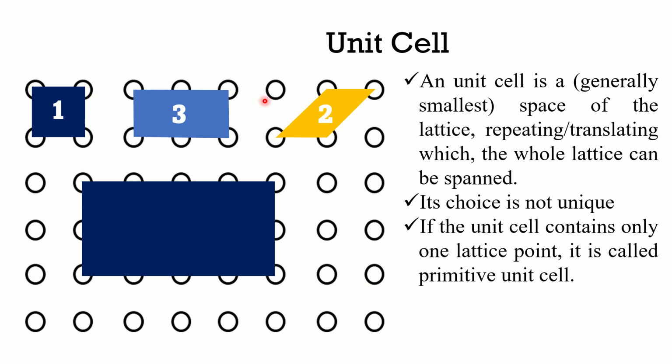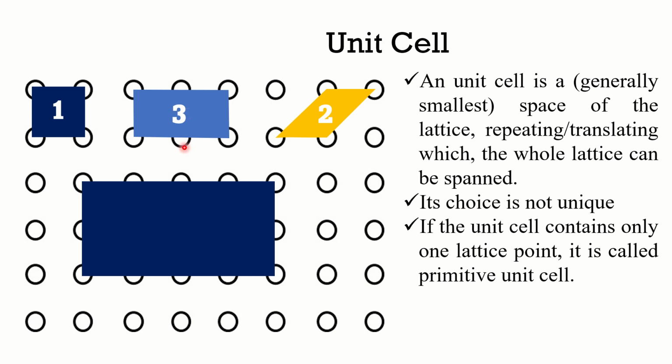So 4 into 1 by 4. So these 4 points correspond to one unit cell, one lattice point. However, I have these 2 points also, and this point in this 2D lattice is shared by 2 unit cells. One is this, another is this, and this one also is shared by 2 unit cells. One is this, another on this side. So 2 into 1 by 2 is equal to 1.